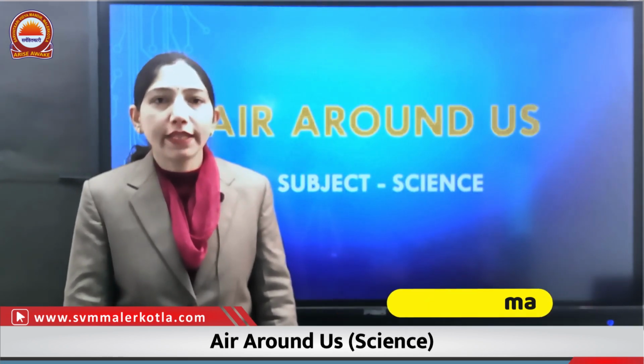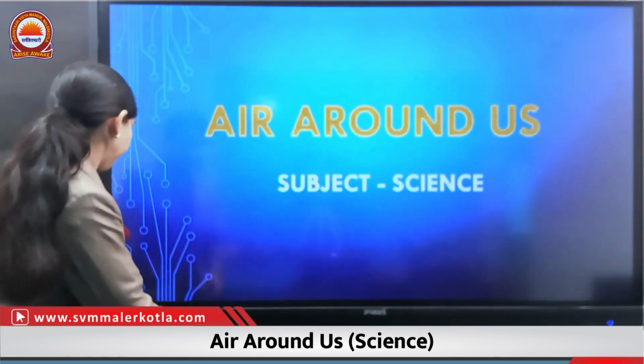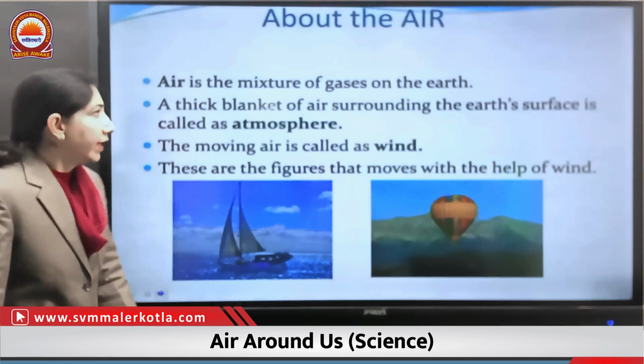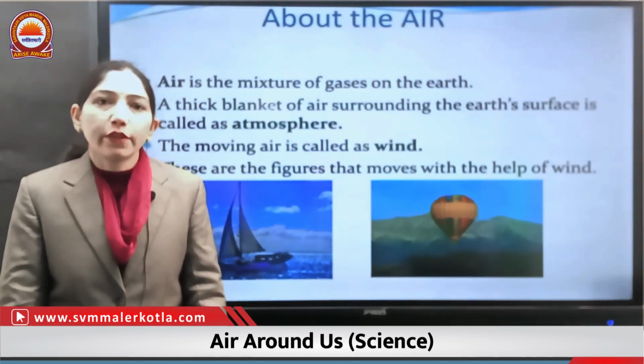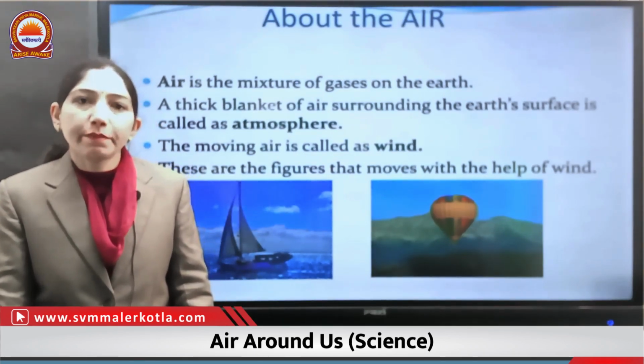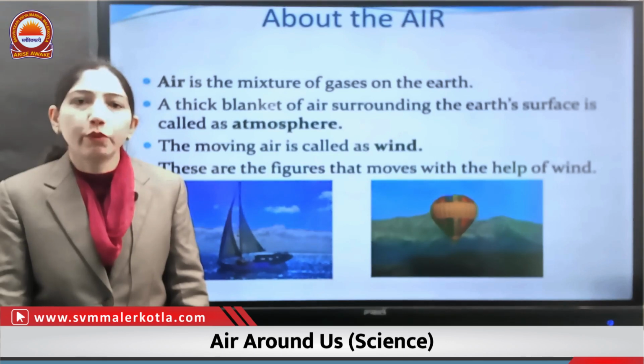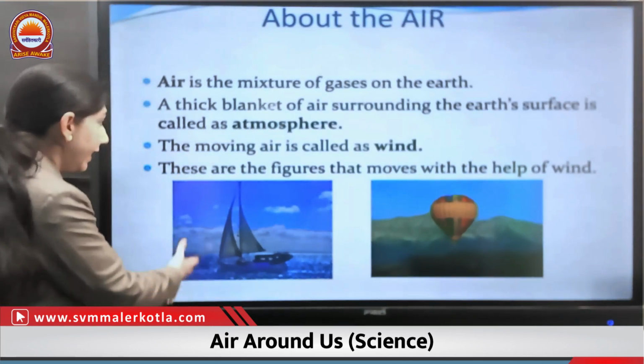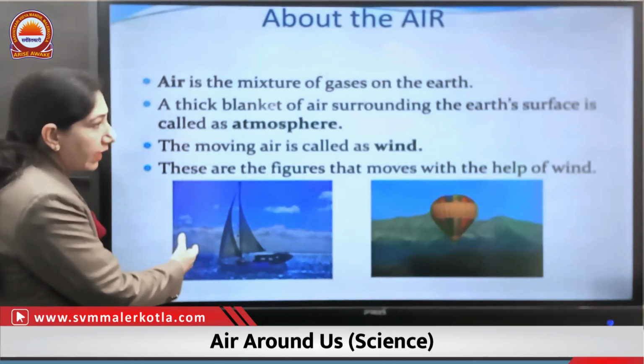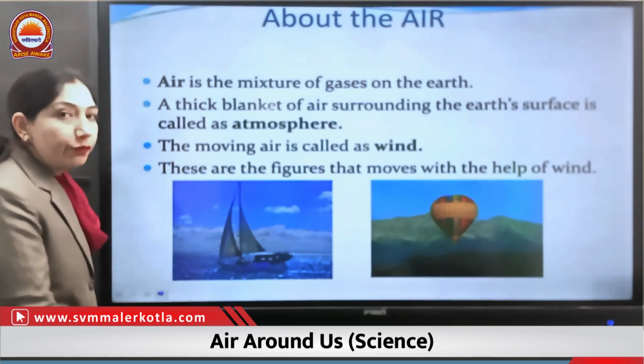Today my topic is air around us. Air is the mixture of gases on the earth. Air contains many gases like nitrogen, oxygen, carbon dioxide and other particles like dust, smoke, etc. These are the figures where we can see that they move with the help of the wind.